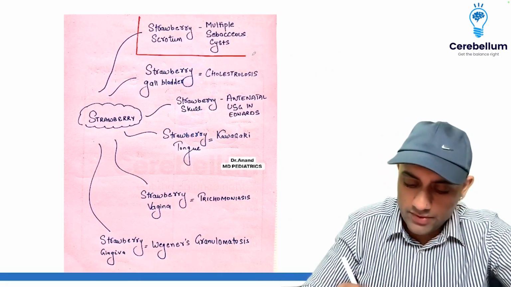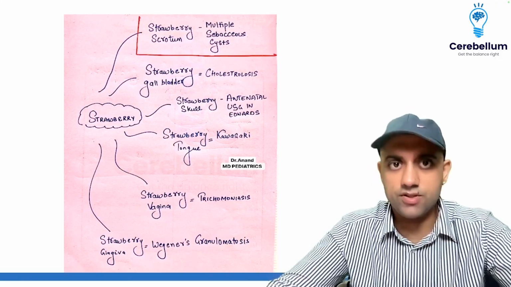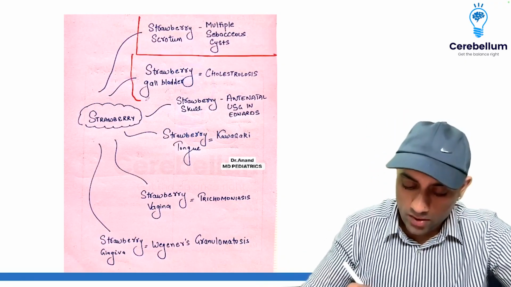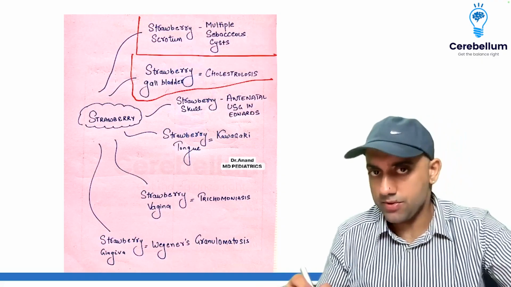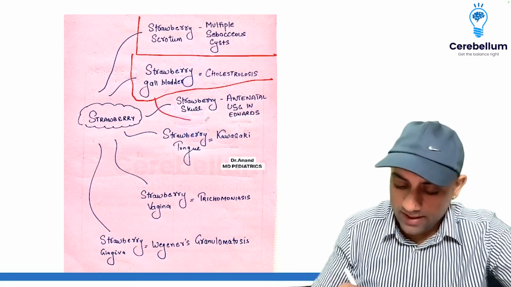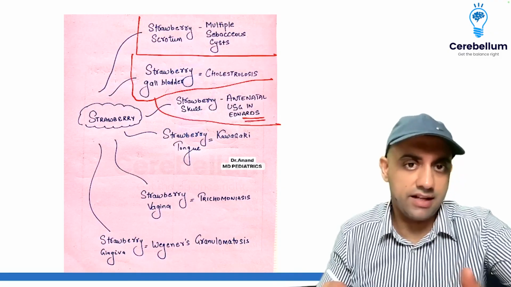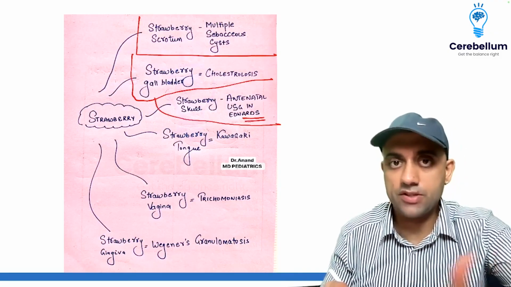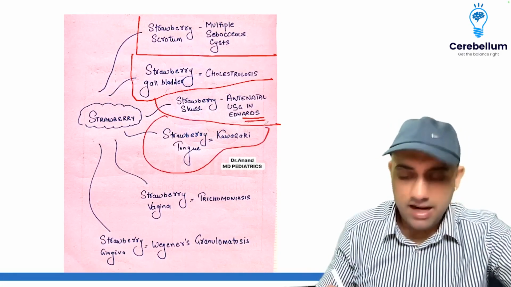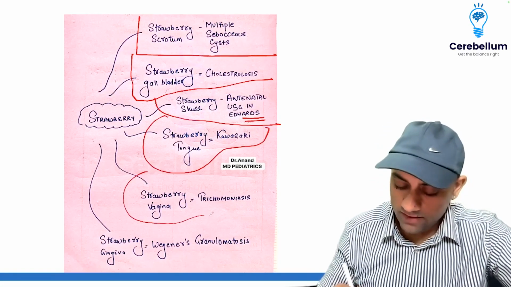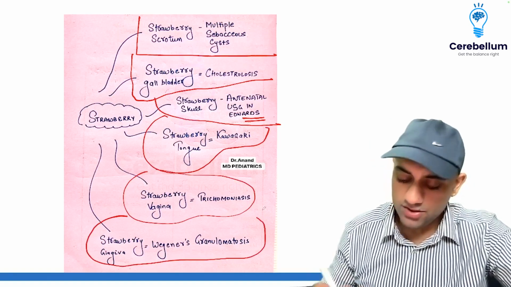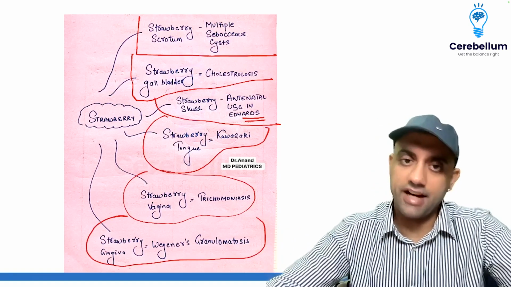Strawberry scrotum, where do you see? Multiple sebaceous cysts. You see strawberry scrotum. Strawberry gallbladder, you will see in cholesterolosis. Strawberry skull, you will see in the ultrasound in Edwards syndrome, trisomy 18, where you see rocker bottom feet. Strawberry tongue, Kawasaki and scarlet fever. Strawberry vagina, trichomoniasis. Strawberry gingiva, Wegener's granulomatosis.